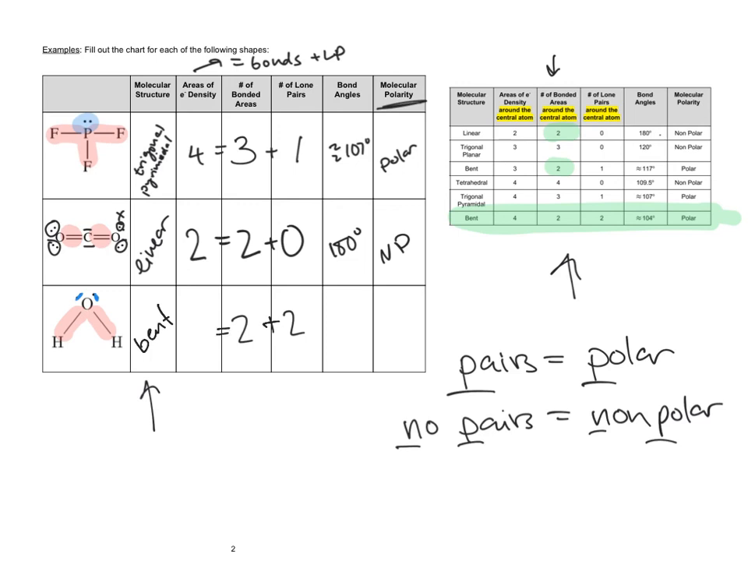Add those up, you get 4 areas of electron density. Bond angle comes from the chart. It's approximately 104 degrees. And this one does have lone pairs, so it is polar.